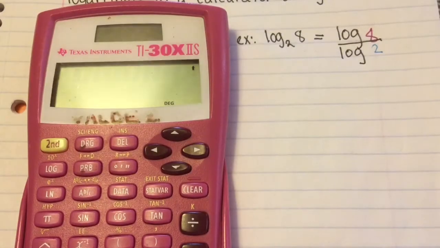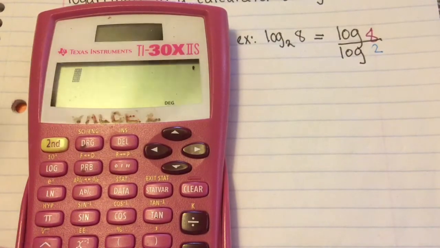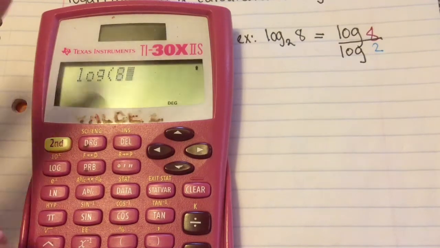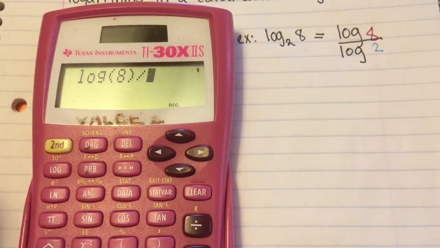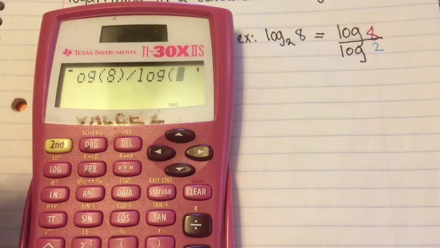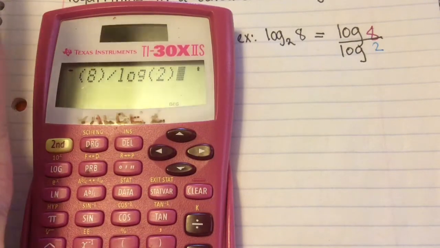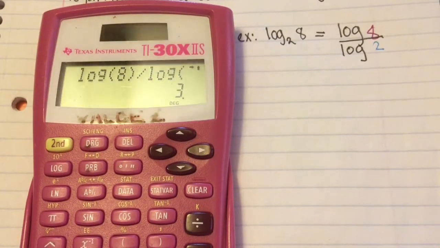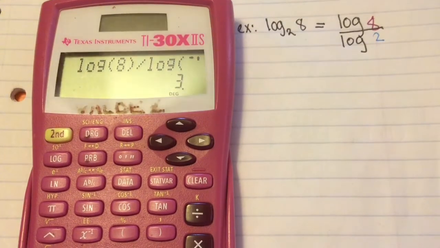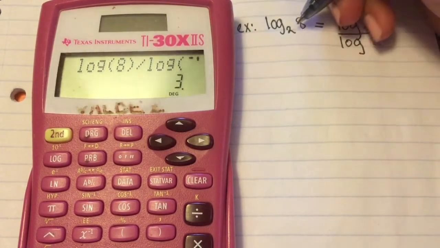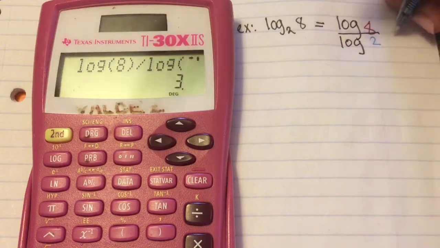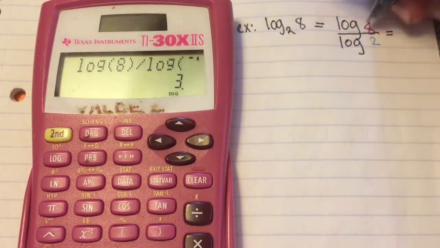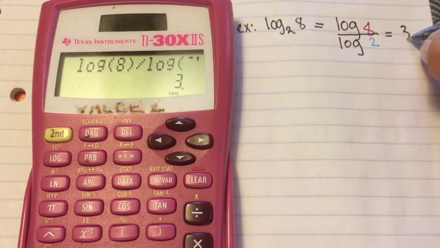So now I'm going to put this into my calculator. I'm going to do log of 8 divided by log of 2. And I should still get 3 as my answer. I do. So I could have done log base 2 of 8 in my head, thinking 2 to what power gives me 8, or I could use the change of base formula to find that this is 3.